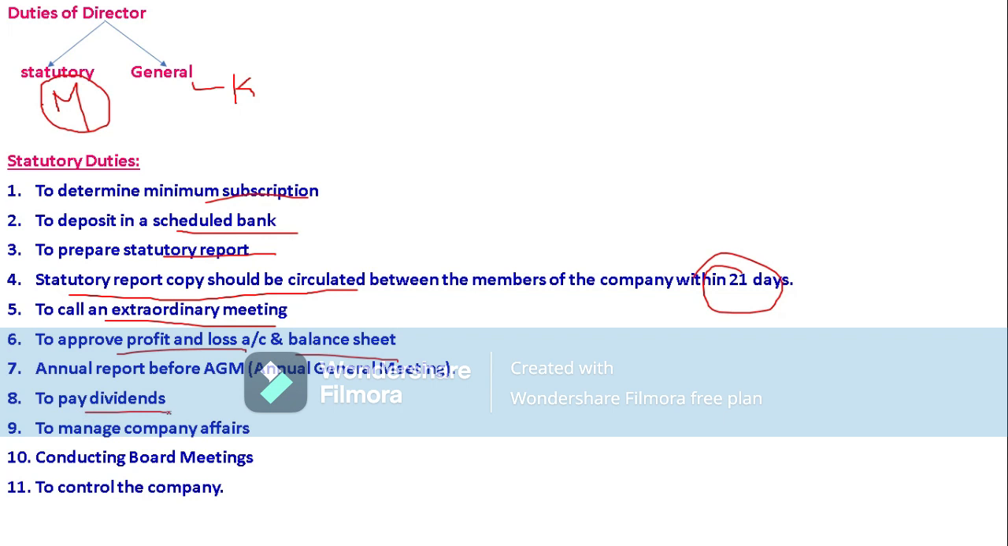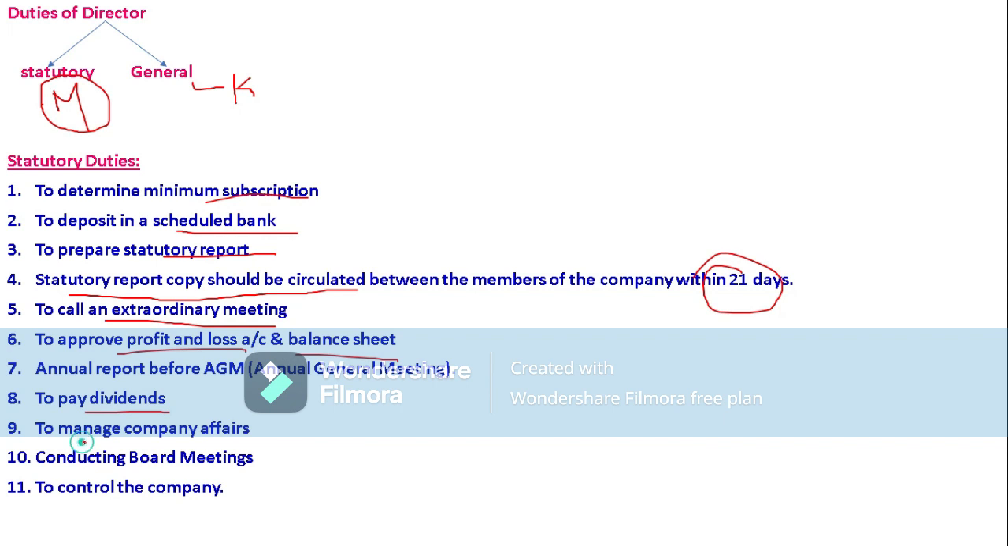Next one is to pay dividends. Paying dividends means the dividends are properly given to shareholders. There should be transparency in giving these dividends to the shareholders, and no concealing of facts. That is the duty of the director. Concealing of facts should not be there, transparency should be there, and dividends should be paid properly to the shareholders. It is the duty of the director because he is the ultimate person who safeguards the interest of the shareholders, and at the same time he is appointed by the shareholders.